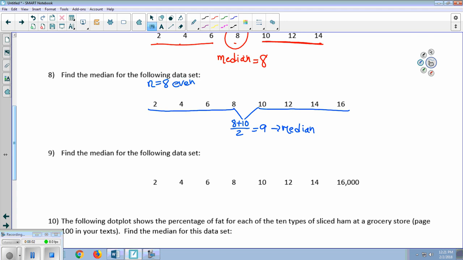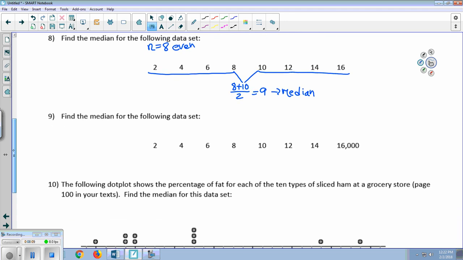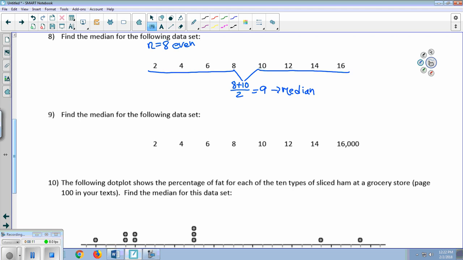Okay, so let's look at this next data set. It's very similar to the previous one. It also has 8 values. But notice this last value is slightly different. We have 16,000 instead of 16. This could be a potential outlier, and let's see what happens to the median. We already know the mean would get pulled up in this direction toward the 16,000.